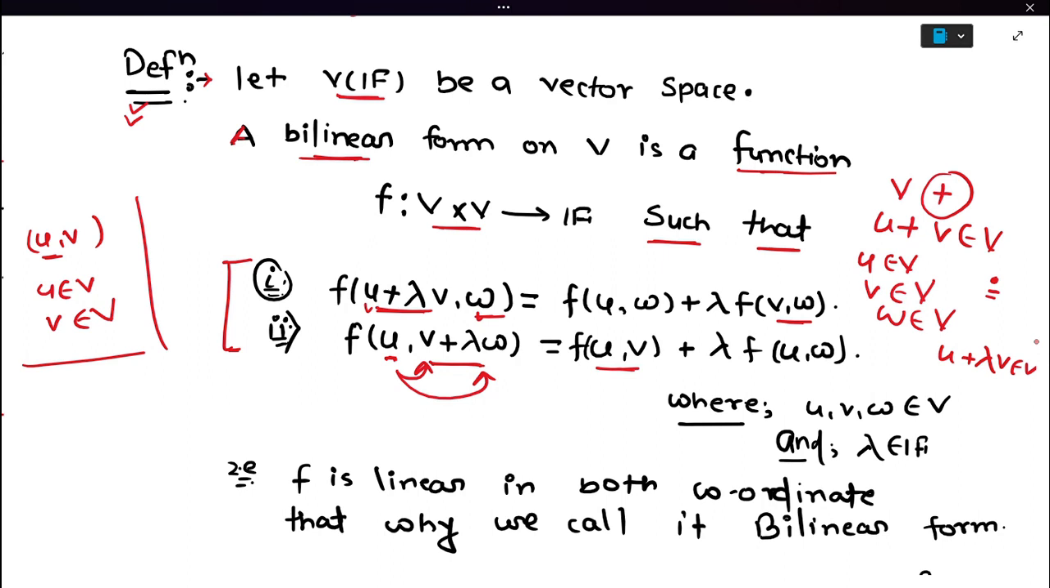So we call that function a bilinear form, where u, v, w belong to the vector space and λ belongs to the field. Okay, so everything should be clear till now.